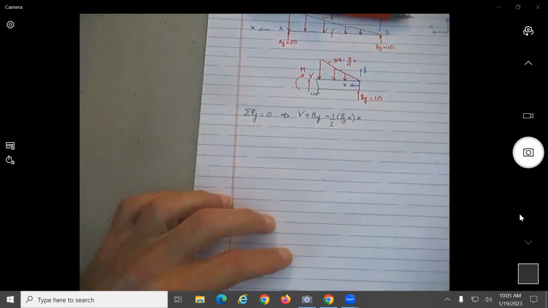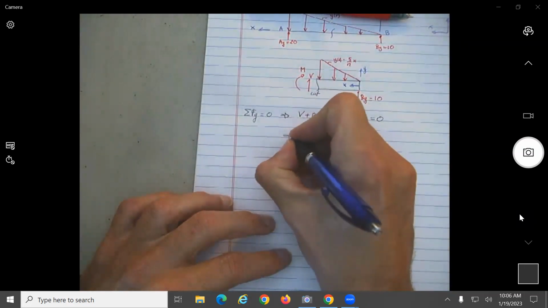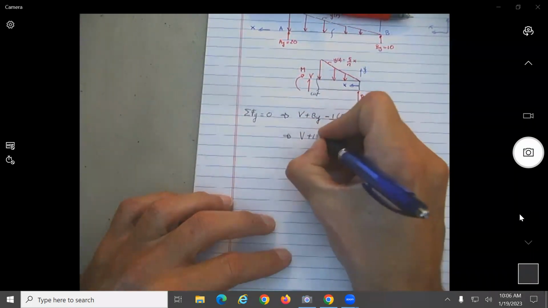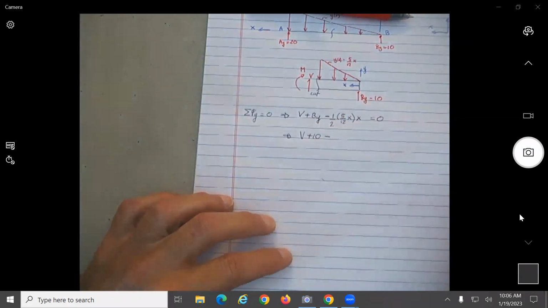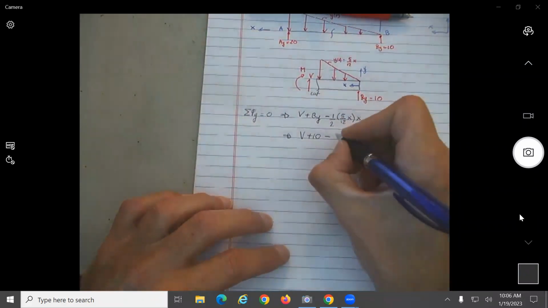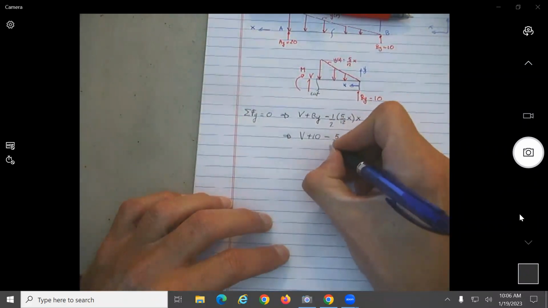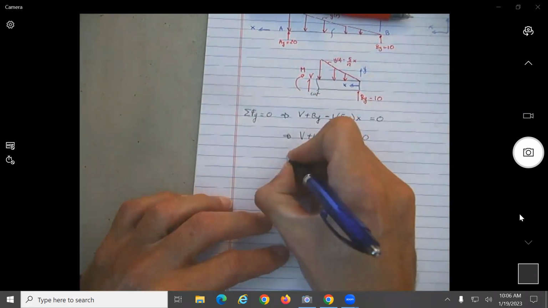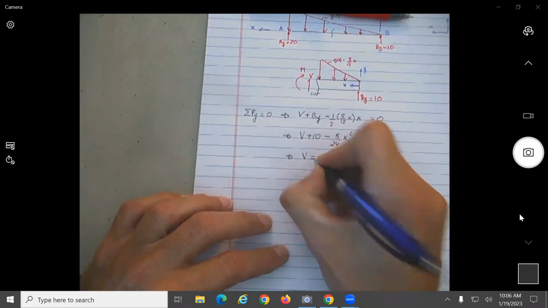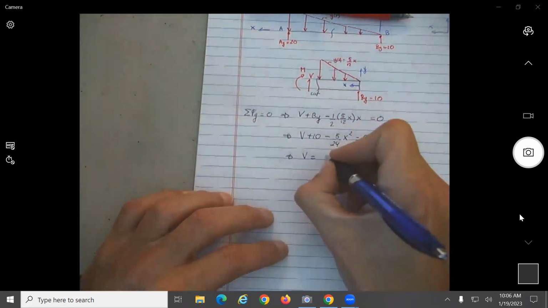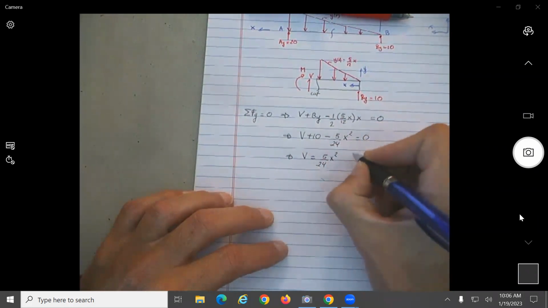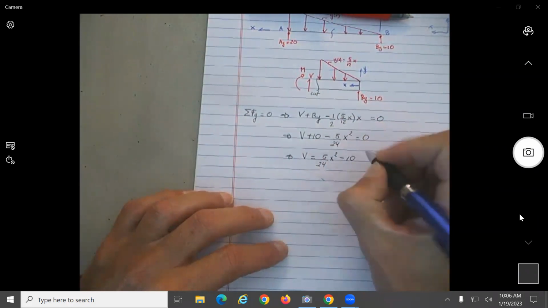And that's it. So this should be equal to 0. Now here we can solve. We have V plus 10 minus 5/24 x squared equals 0. So we're going to get that V, which is a function of x, is equal to 5/24 x squared minus 10.